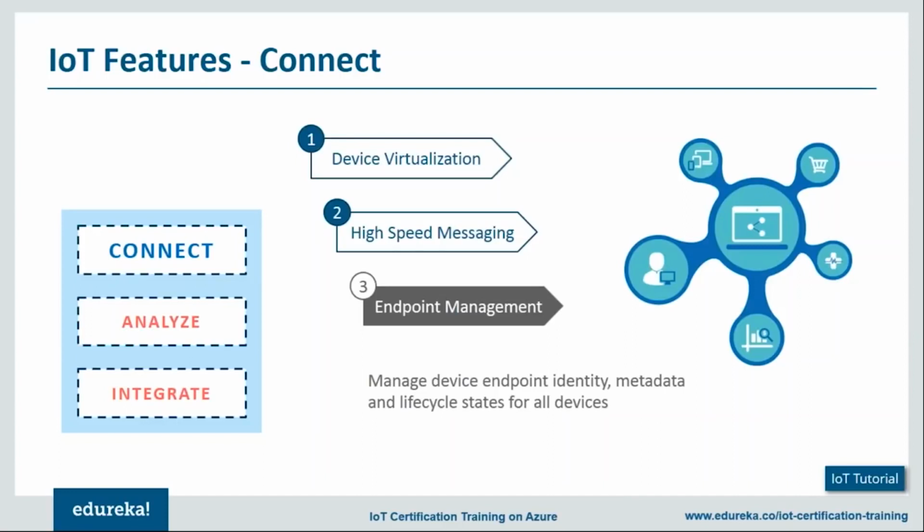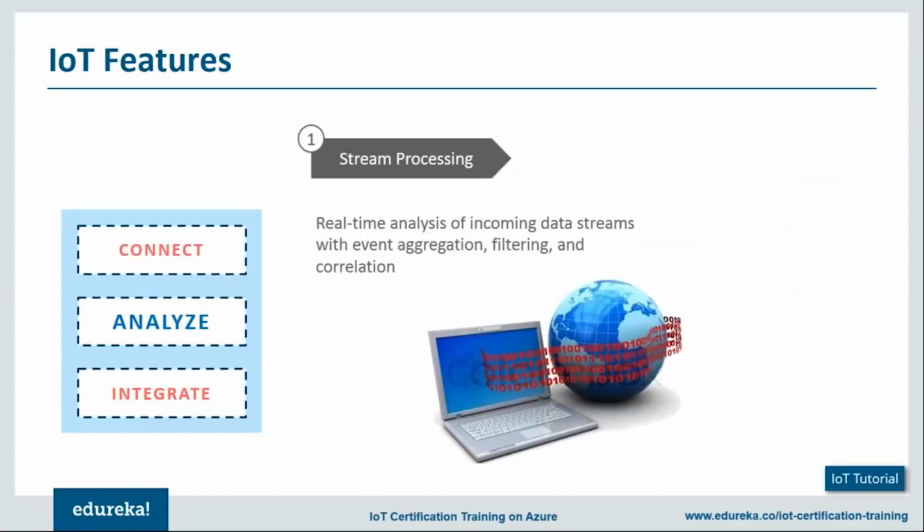Now, the next feature is analyze, and the first thing that you need to do for analysis is stream processing. If the data coming from the device is not on a real-time basis, then my system is of no use. There's no use if I tell my system to switch on the AC at my home, and by the time I reach there, the AC is not even turned on, then it's a failure of my system. So real-time analysis of the incoming and outgoing data must be done with respect to different aggregations, filtering, correlations, processing, and so forth.